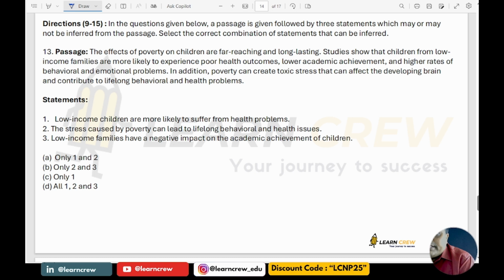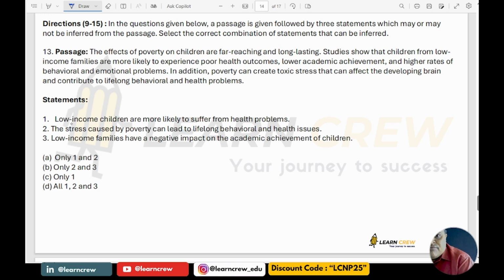Now 13th one. The effects of poverty on children are far reaching and long lasting. Studies show that children from low income families are more likely to experience poor health outcomes, lower academic achievement, and higher rates of behavioral and emotional problems. In addition, poverty can create toxic stress that can affect the developing brain and contribute to lifelong behavioral and health problems. So from this passage, which of the three can be inferred?